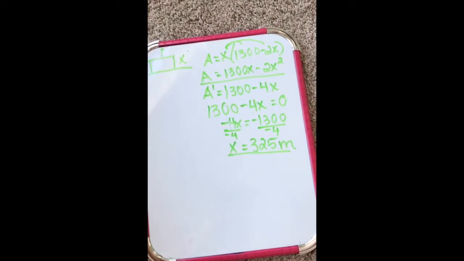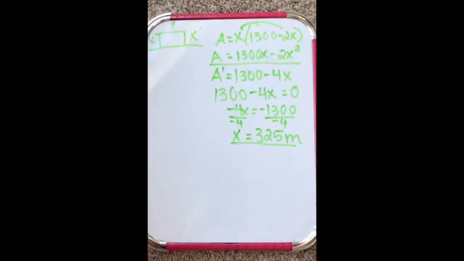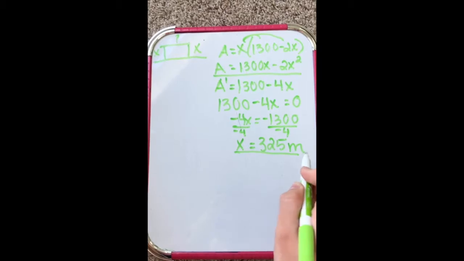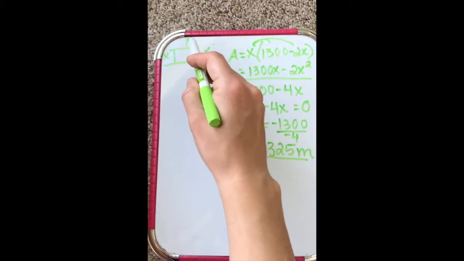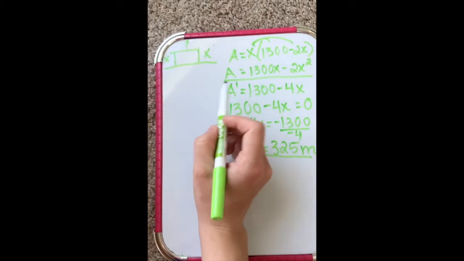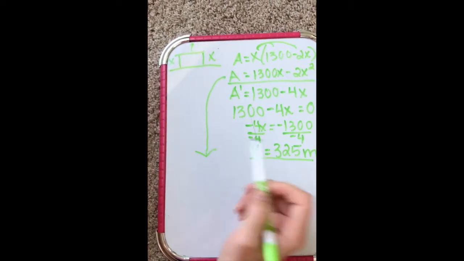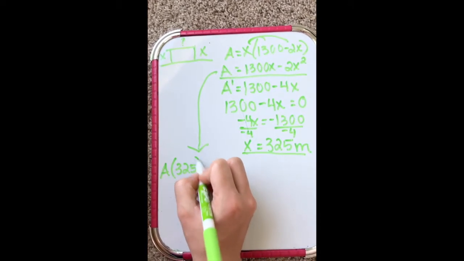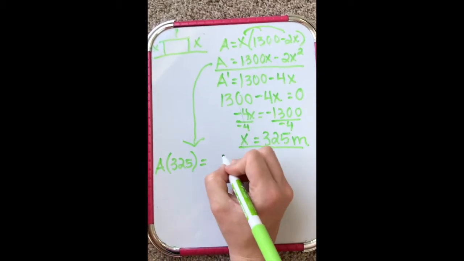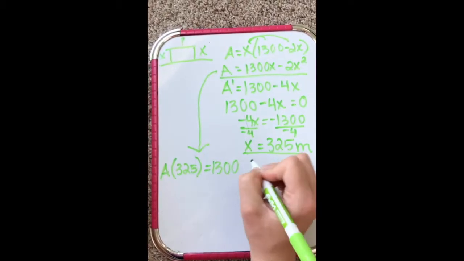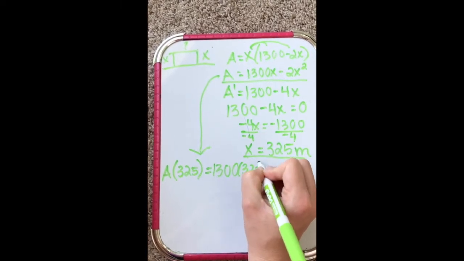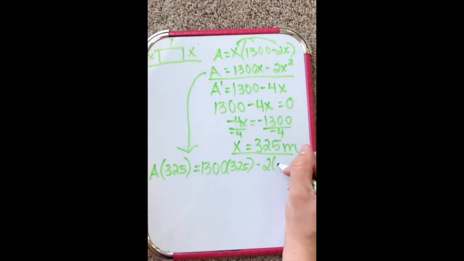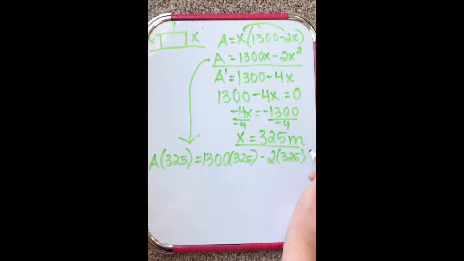So we can figure out the largest area just using this side. We don't even have to find this side yet. So let's do that. So we take this and plug it in. So A of our x, which is 325, equals 1,300 times 325 minus 2 times 325 squared.